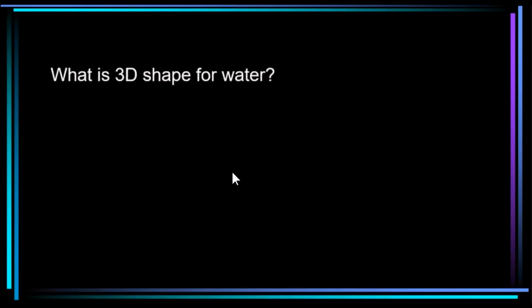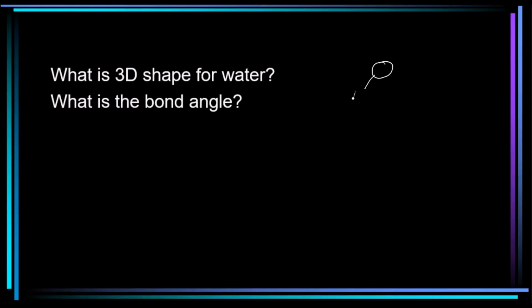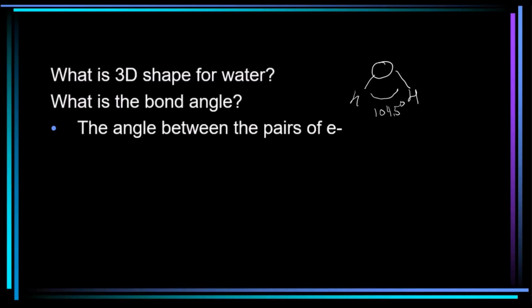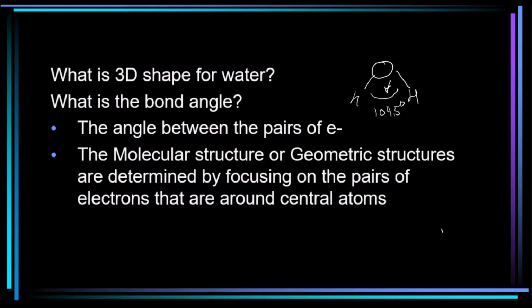All right, here we go. So what is the 3D shape for water? It is going to look kind of, if you use your imagination, like this. The angle here is 104.5 degrees. We're not to any numbers yet. I'm still setting the stage. That angle, what we call bond angle, is the angle between pairs of electrons. This one right here, that is the bond angle.